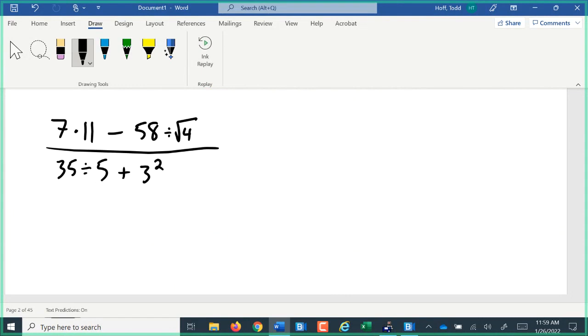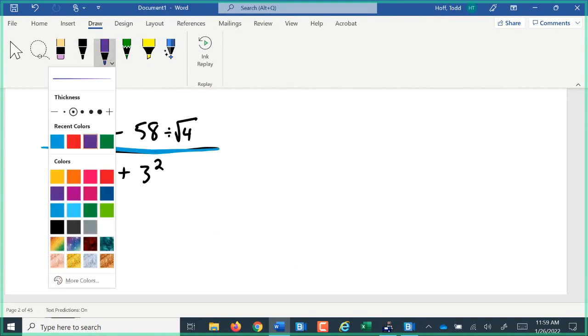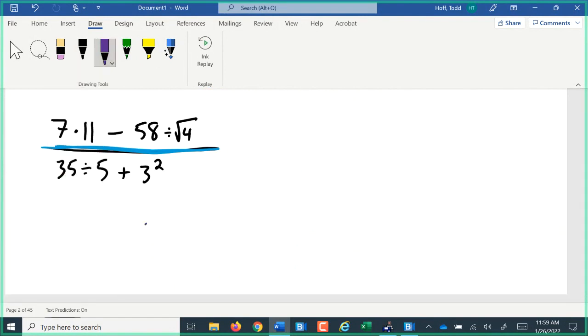Something like this. When we look at this problem, the key is figuring out what this line across here is. Now, most people would yell out division, and it does mean division. That line is called a fraction bar, and it does indicate division, but it is also an enclosing symbol. It separates the top of the problem from the bottom of the problem, which is saying that we have to do those two pieces separately. Then we divide. So we'll do the top first.